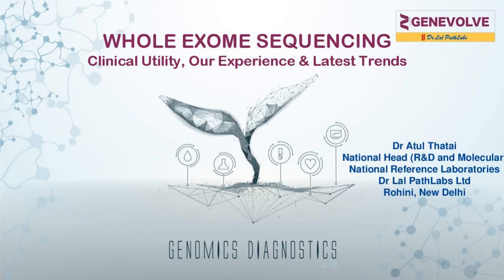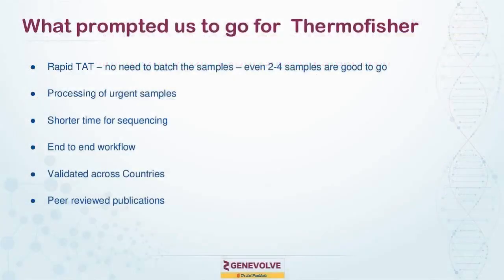As part of the next session, I'll be walking through our experience using this system. What prompted us to go in for this system was that it had a very good turnaround time, which Rebecca has also been stressing. And there is no need to actually batch the samples. Even 2 to 4 samples are good to go. We also get requests for urgent sample processing, which we are able to do because there is no requirement of batching the samples. There is a shorter time for sequencing, and there is an end-to-end workflow which is available.